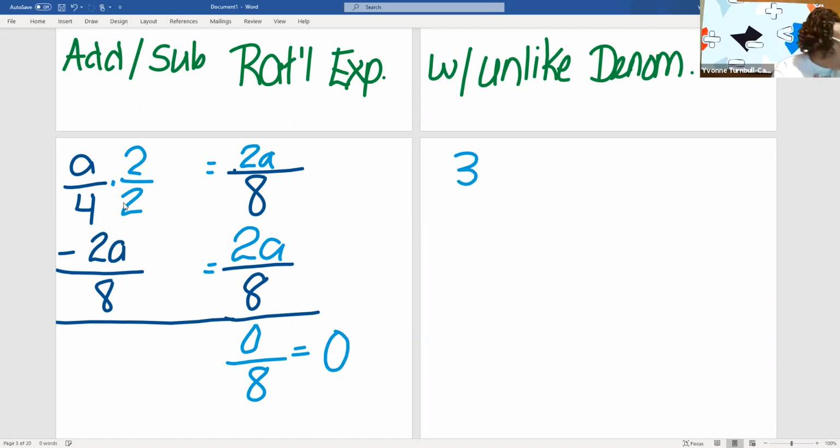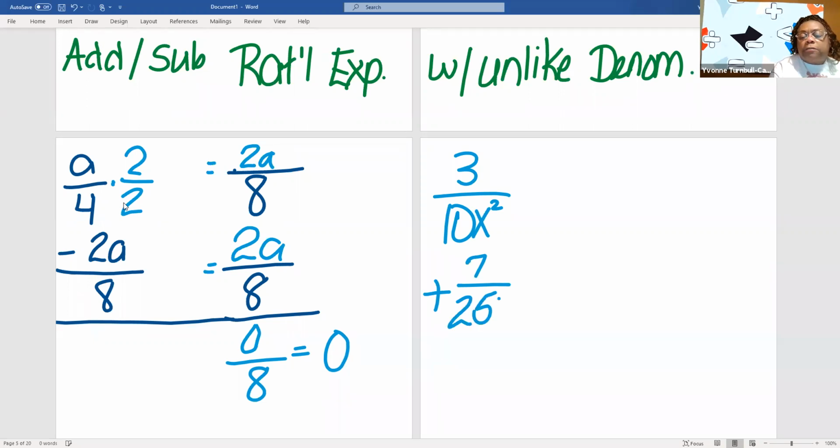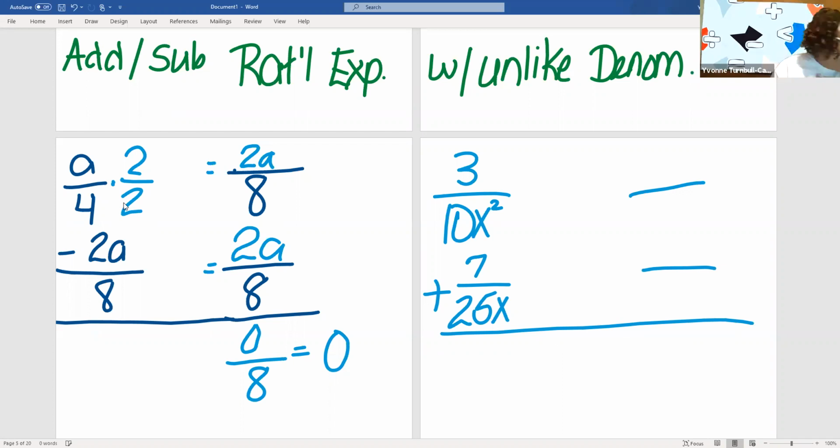Let's try another, shall we? 3 over 10 x squared plus 7 over 25 x. All right, like I said, we have 10 and 25. Let's find the LCD, shall we? All right, let me change colors again.